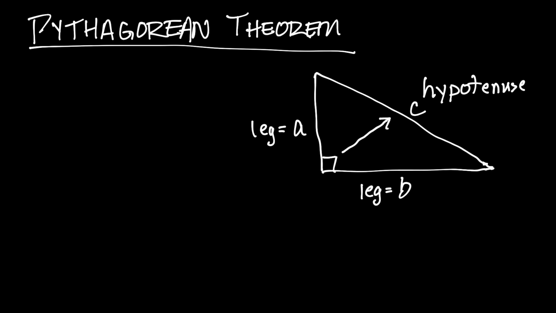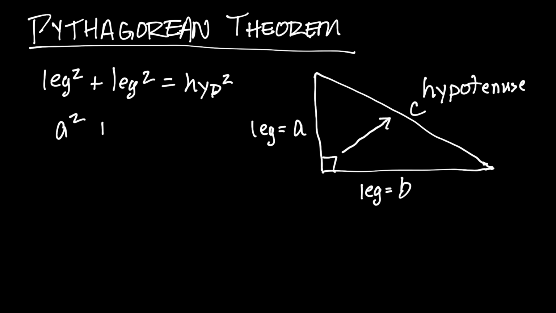So what the Pythagorean theorem says is that leg squared plus leg squared equals the hypotenuse squared. And I'll abbreviate the hypotenuse here. So in letters, looking at this picture, the way we would translate that is it's usually a squared plus b squared is equal to c squared. Although these letters are arbitrary.